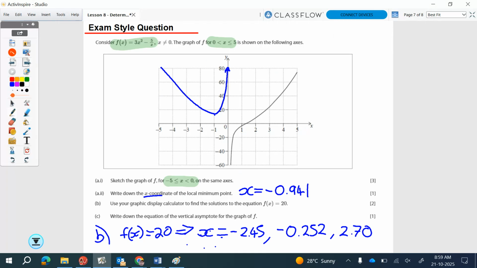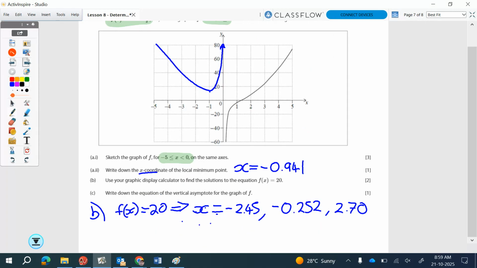So likewise in this equation, you can't divide by 0. If we were to put 0 in, that last term, 5 divided by 0, would cause a problem. And that is what will cause the vertical asymptote. So the vertical asymptote is going to be at x equals 0. That's the last question.